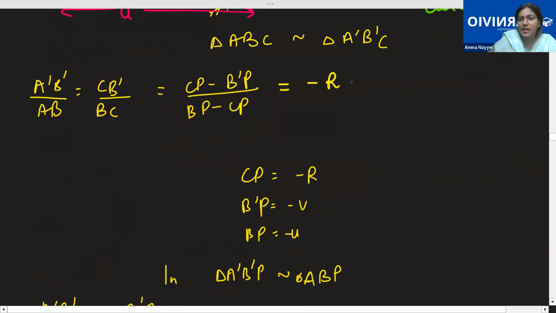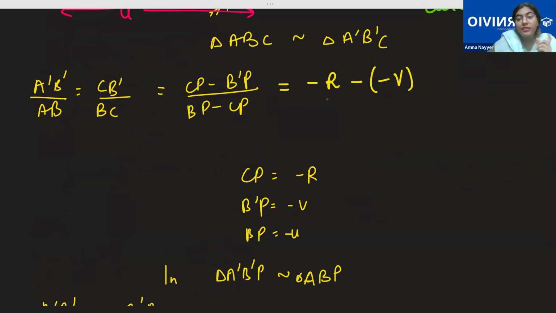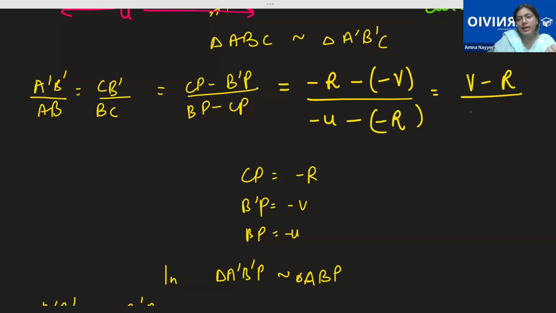CP is minus R, minus B dash P is minus V. The sign conventions have to be put apart from this negative sign. These are from the formula. Bigger minus smaller one. This is not the sign conventions. Sign conventions have to be applied. Divided by BP is minus U minus CP is minus R. So what do we get? V minus R by R minus U.